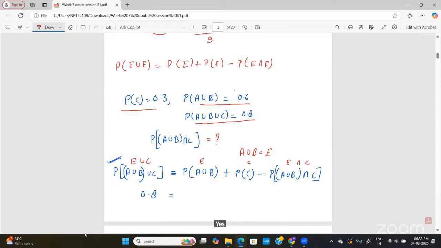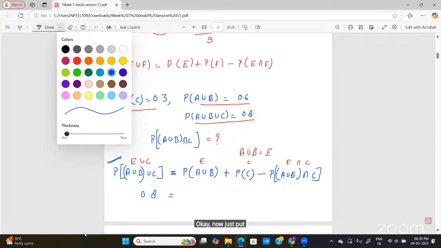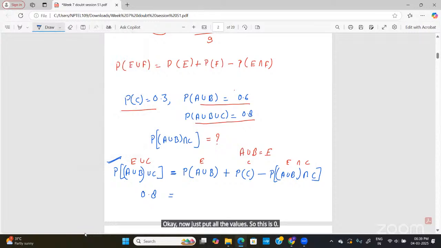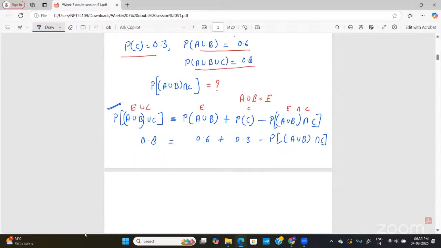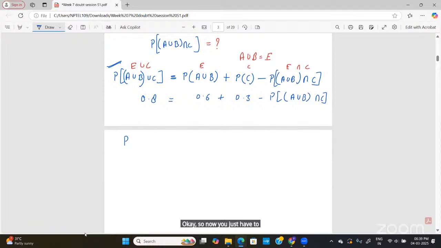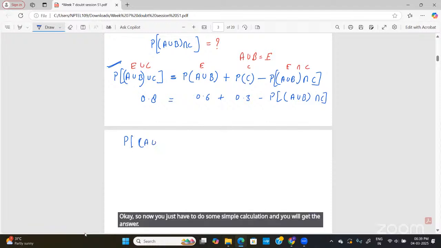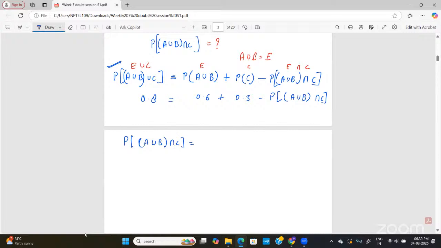Yes, ma'am. Okay. Now just put all the values. So this is 0.8. A union B is 0.6. And probability of C is 0.3. And this one we have to find. Now you just have to do some simple calculation and you will get the answer. So it will be 0.6 plus 0.3 minus 0.8. Is it clear to everyone?